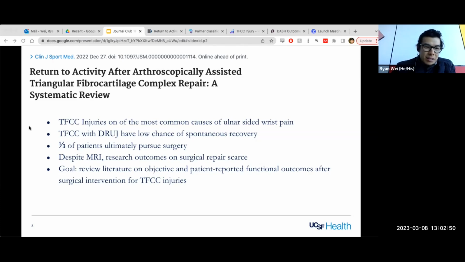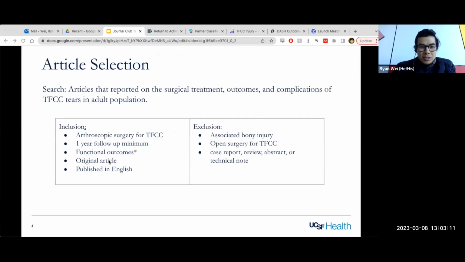Their other rationale is that despite advances in MRIs and classifications, we still don't have good outcomes on surgical repair. So their goal was to review the literature on objective and patient-reported outcomes, functional outcomes after surgical interventions for TFCC injuries. For article selection, they had over 300 articles that ultimately came down to 15 articles.